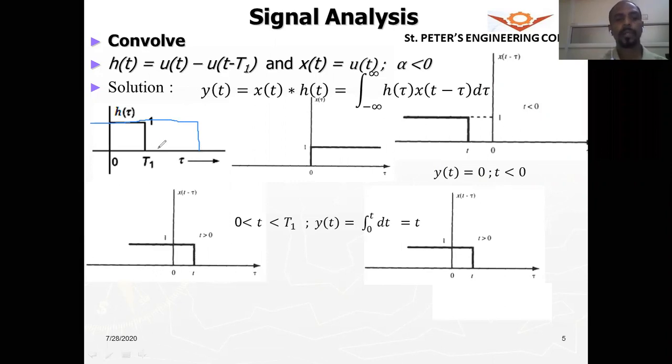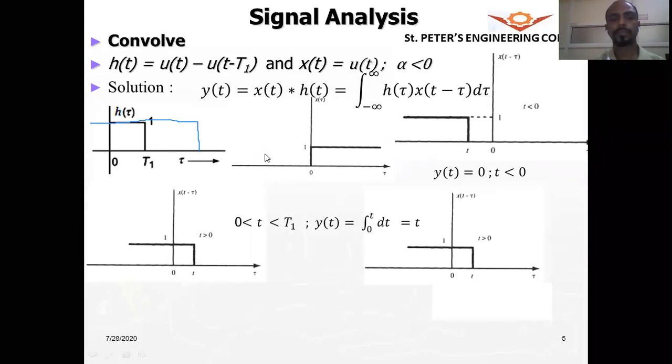But in this region, h of tau is 0. So though you integrate up to t, now this is where our t is. So if you take 0 to t, but in this range, that means t1 to t, the integral value will be 0. So therefore, there is no point in calculating this. So we say that when small t takes the value greater than t1, the region of integration will be from 0 to t1 alone.